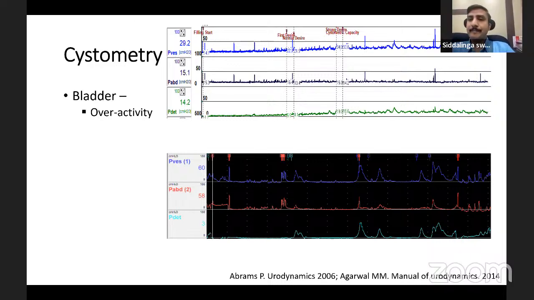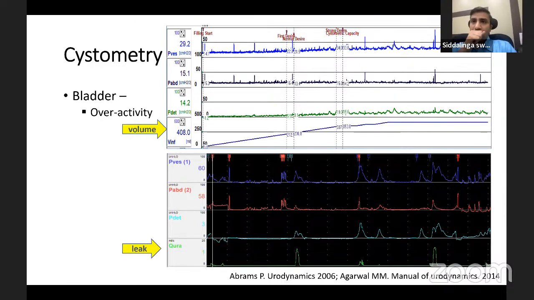Then there is a term called compound detrusor overactivity, which means that after every overactivity, the pressure does not come back to baseline. It just keeps on increasing after every overactivity. You also want to know whether the patient leaks with this overactivity.